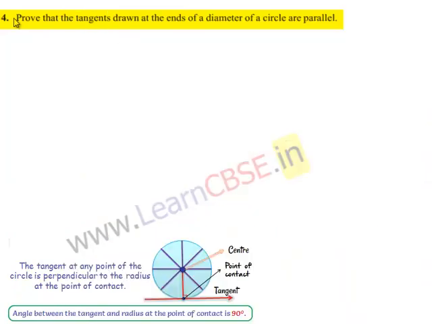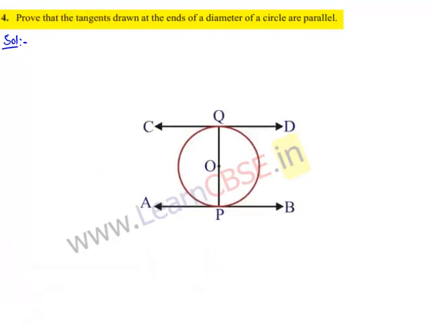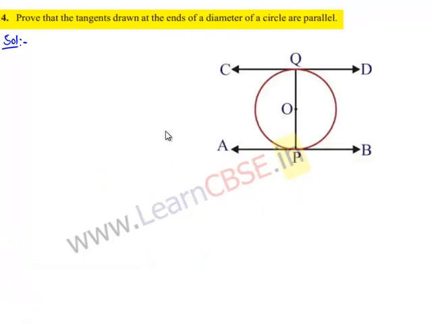Moving on to the fourth question. Prove that tangents drawn at the end of the diameter of the circle are parallel. Moving on to solution. Let us consider a circle with the tangents drawn as shown in the figure. The circle has center O, and here CD and AB are tangents at the ends of the diameter.